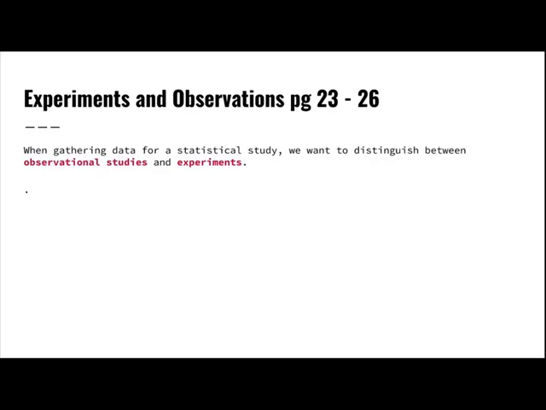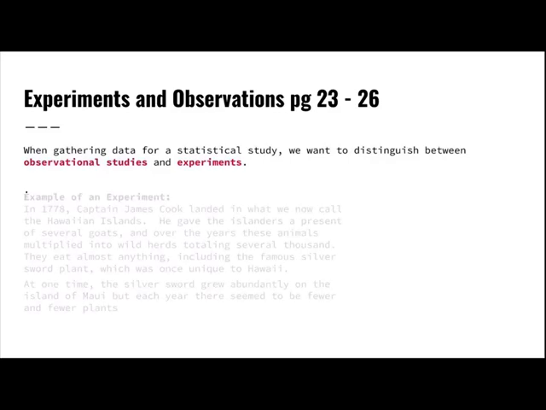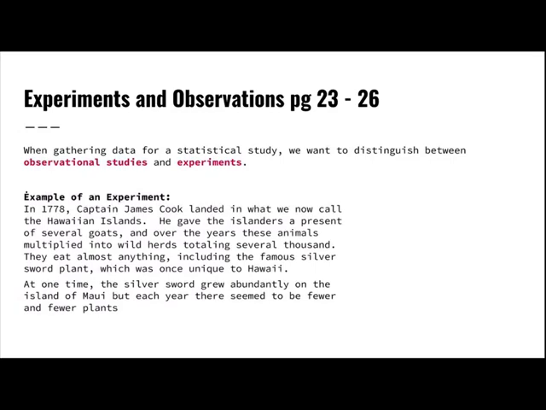When gathering data for a statistical study, we want to distinguish between observational studies and experiments. Here's an example of an experiment. In 1778, Captain James Cook landed in what we now call the Hawaiian Islands. He gave the islanders a present of several goats, and over the years, these animals multiplied into wild herds totaling several thousand. They eat almost anything, including the famous silver sword plant, which was once unique to Hawaii.